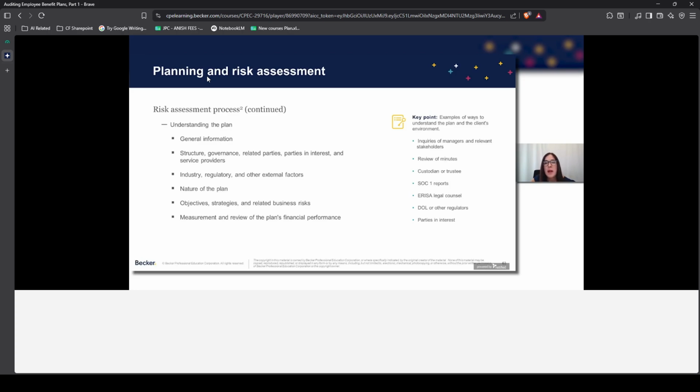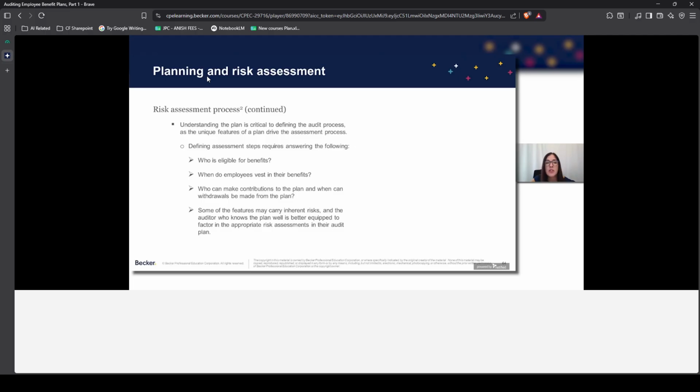And we gather this information in a variety of ways. Inquiries of management and other individuals at the plan sponsor. We review minutes. We obtain information from the custodians and trustees. It's all part of documenting our understanding of the plan. So with this understanding of the plan, like I was saying, understand those relevant plan provisions, such as the eligibility. When do they vest? Who can make contributions and when? Because all of these items here are going to have a direct impact on our identification of risk.